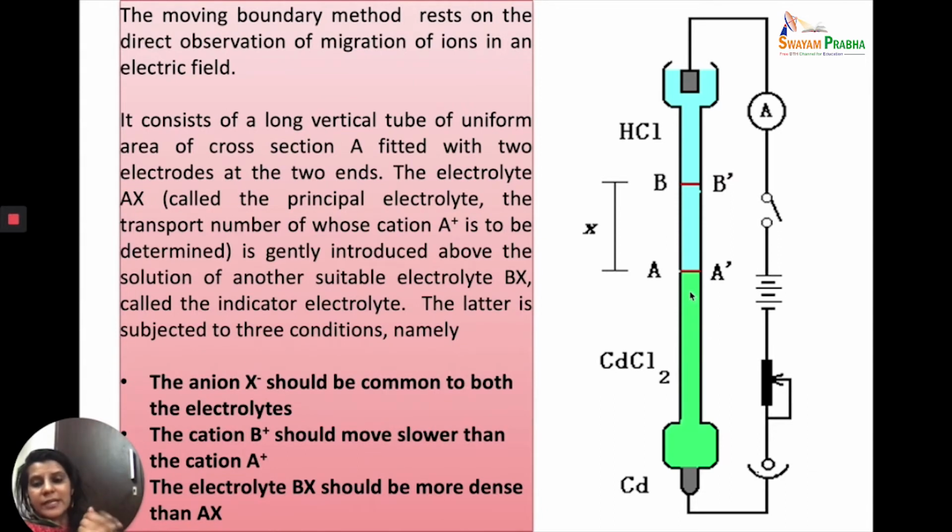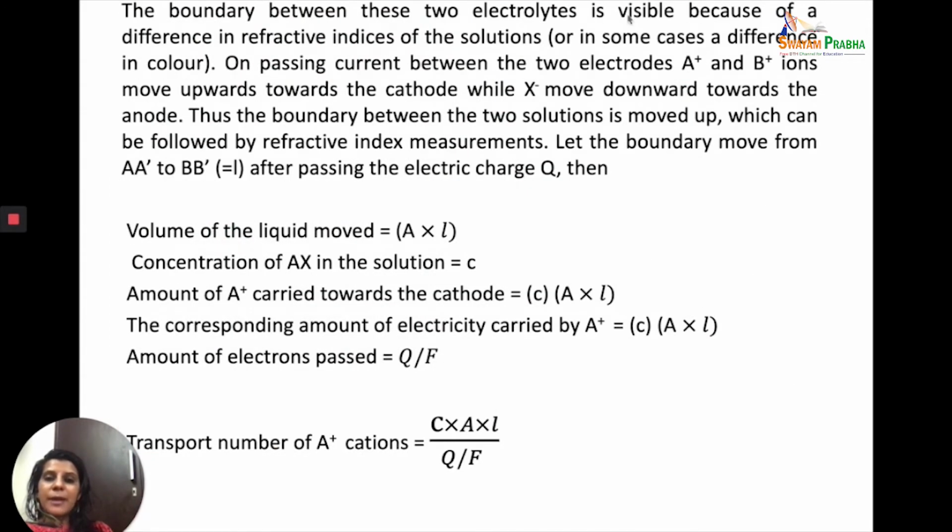If you do not take a denser indicator electrolyte, then it might float over the principal electrolyte. You want your principal electrolyte to be above the indicator electrolyte, and because they are different in densities, you will be able to see a boundary. This boundary is very important because you are actually studying the boundary movement. This boundary can be studied by the difference in the refractive index of the two solutions. There could sometimes be a difference in the color of the solutions also.